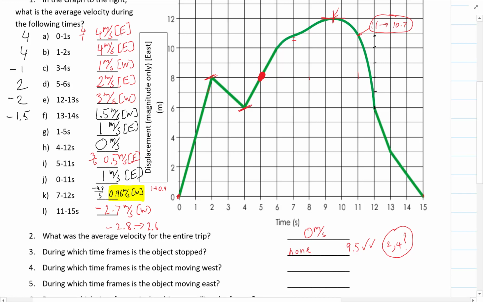It is negative, negative 4.8 over 5, but in vector format, I just made it west, which is the opposite of the east. Yes, good answer.